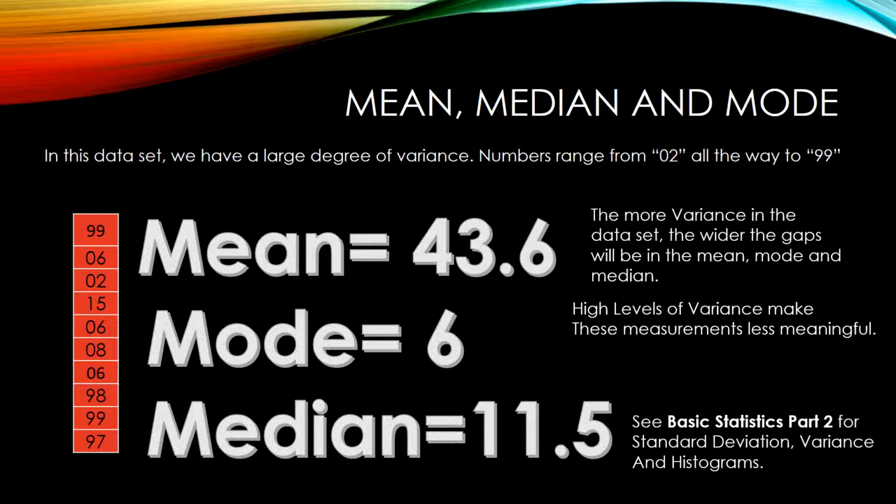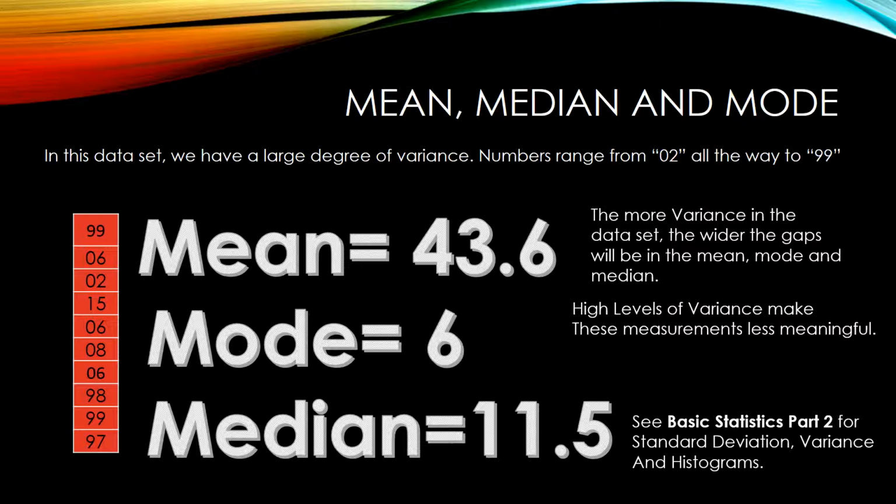And as you can see, as an example, the mode is 6. It only happens 2 or 3 times. Definitely not fair to say that happens most of the time. The mean is 43.6. Definitely not fair to say it happens most of the time because it actually never occurs. It's just simply the average. And our median point of 11.5, again, we have a range from 2 to 99. So we're all over the place.